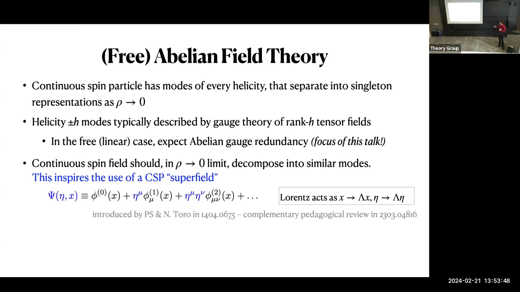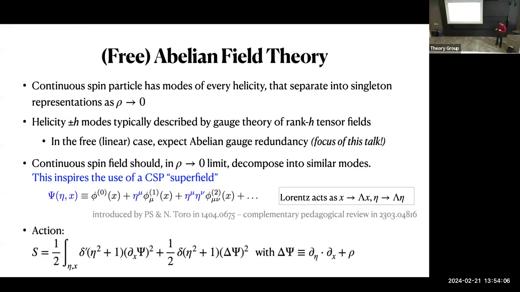Lorentz transformations act in the way that you would guess: x goes to lambda x, eta goes to lambda eta. Now, everything I'm going to show you in the following slides could have been derived without reference to this auxiliary bosonic superspace. You can do everything in tensors if you want, but this will prove to be enormously useful for concrete calculations. If you do embrace the superspace business, there is a very natural action that one can derive from the bottom up.